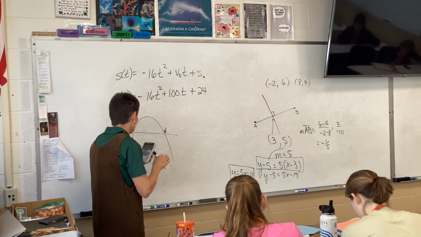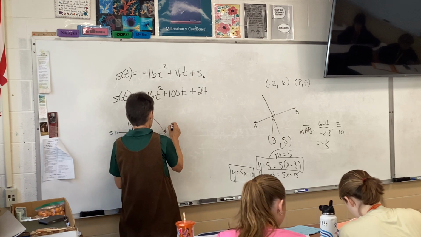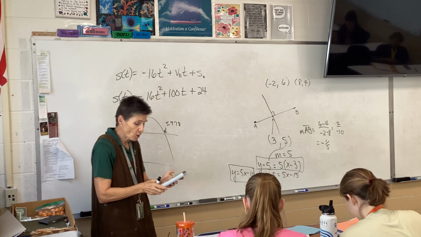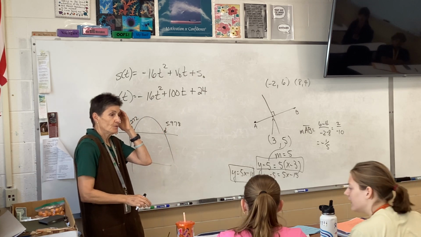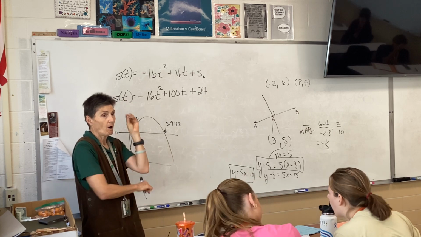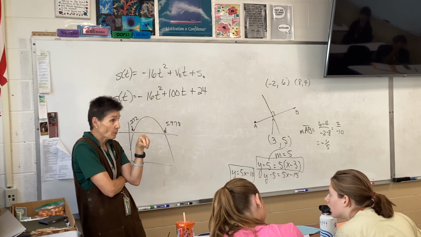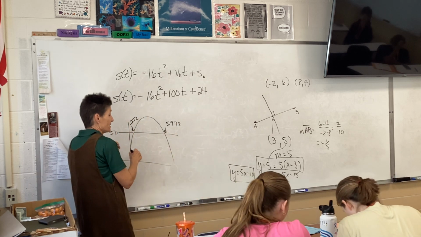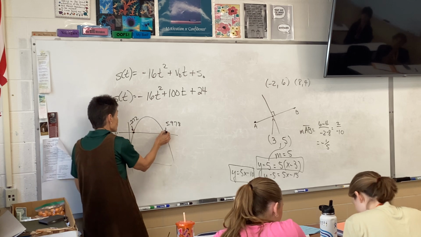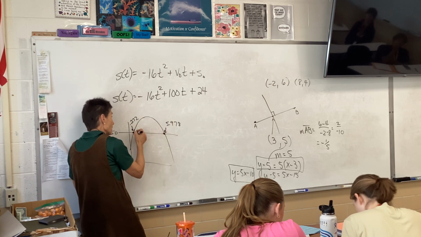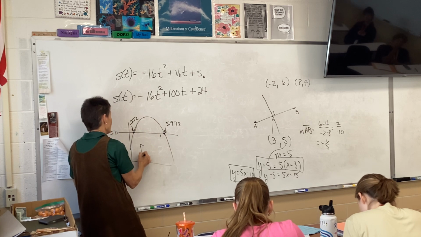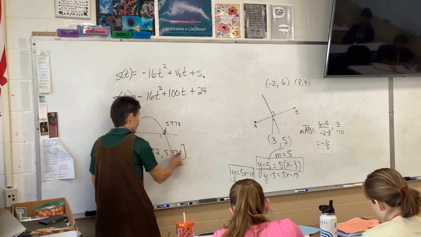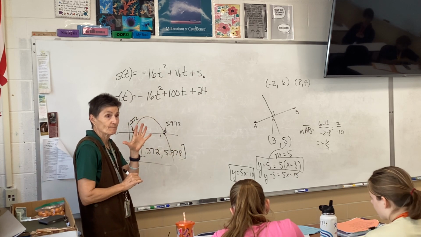I got 5.978. Now, what are those two numbers? Those two numbers are exactly where it's 50 feet, but our question says at least 50 feet. So I can count those two points, but don't I want to count everything in between too? So that'll be another one of these bracket things. Like that. So that's the answer to A.